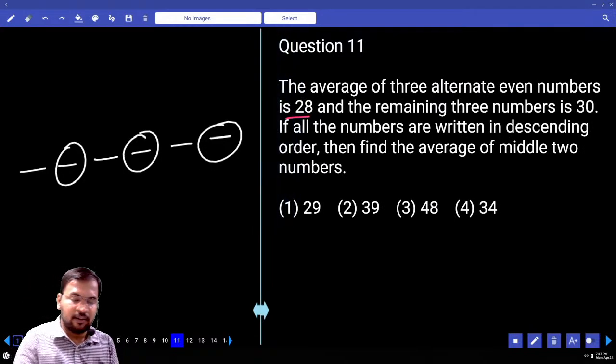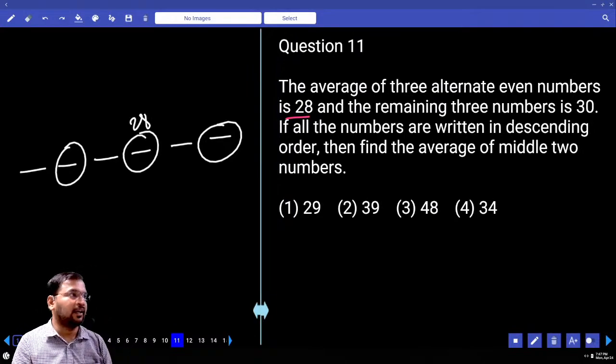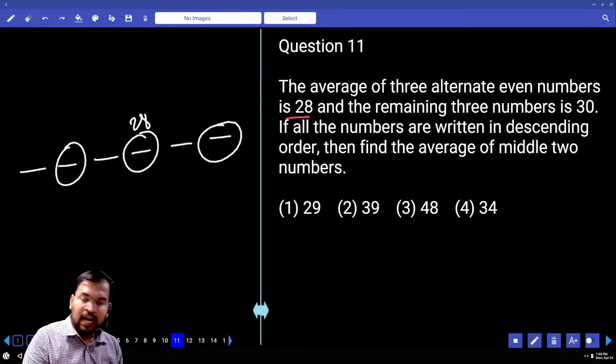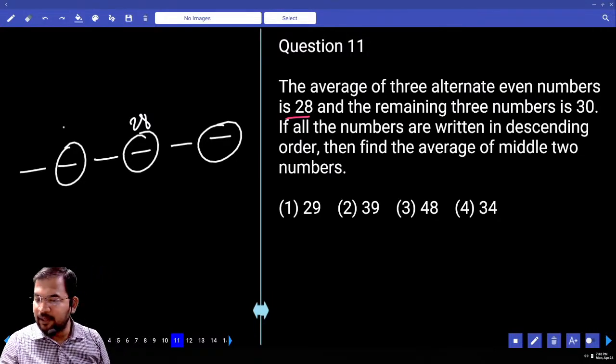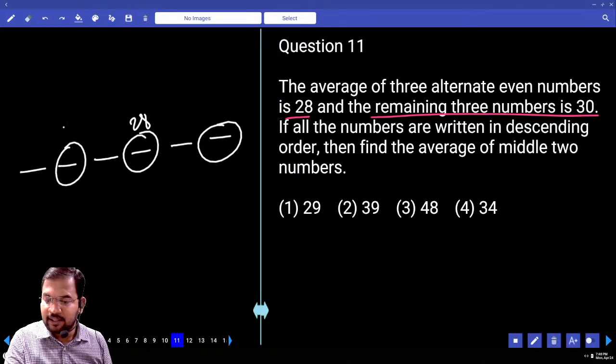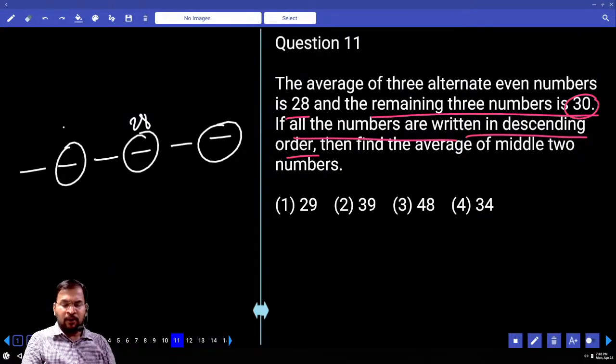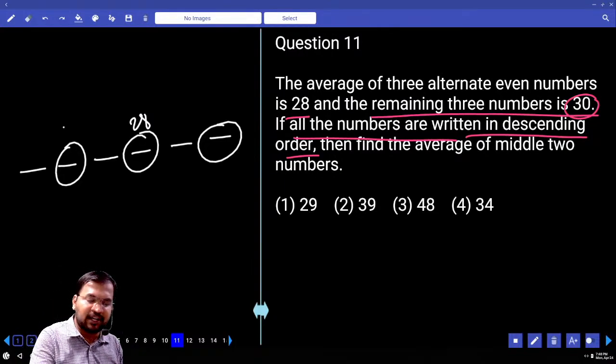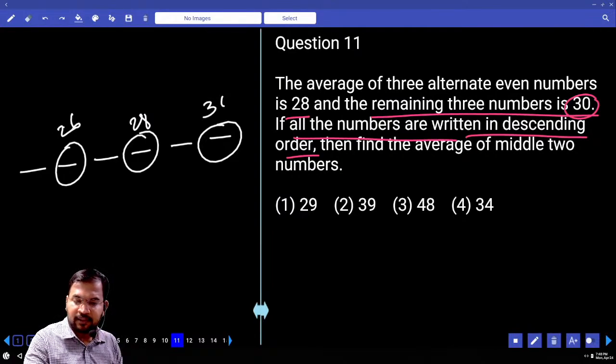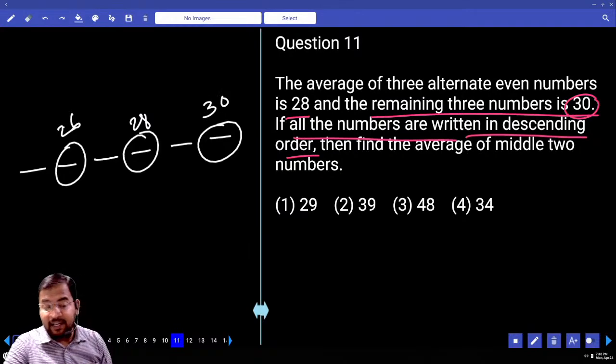Average is what? This is 28. Now this is 28, alternative even numbers. Now this value is what? The remaining numbers is 30. Then this is how much, Nana? 28. They have given the average of 3 alternative even numbers is 28. If this is 28, the previous one is 26, this one is 30. And the remaining 3 numbers is 30.